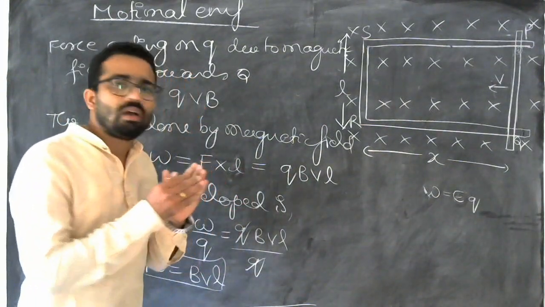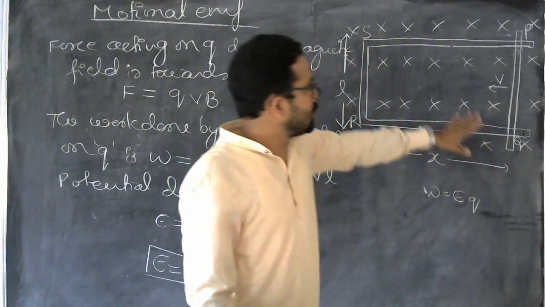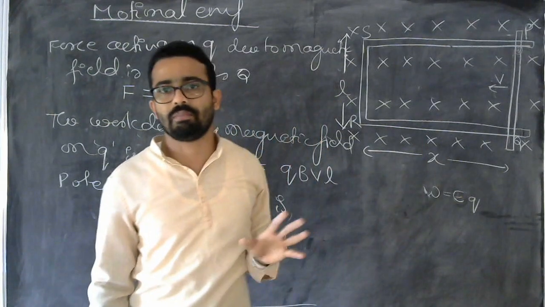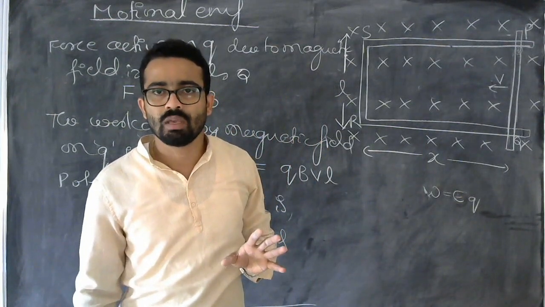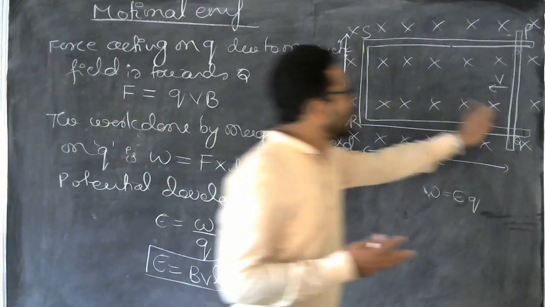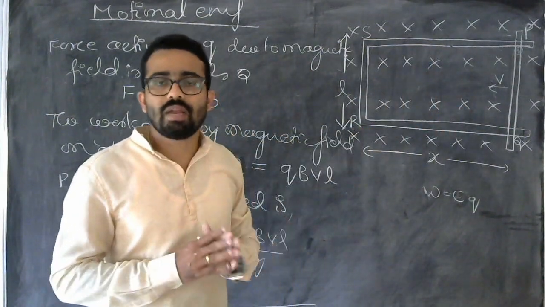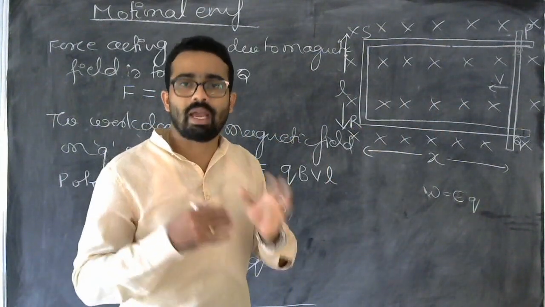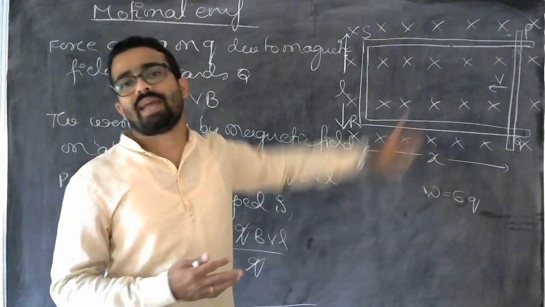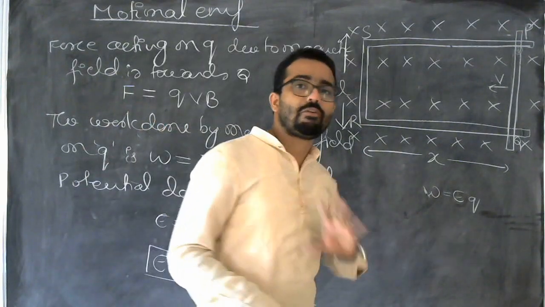Let us think in another way. For example, what if this rod is not moving and there is a changing magnetic field? What will happen? That is what we want to see. Suppose this rod is not moving in the presence of an external magnetic field, but there is a changing magnetic field. In that case, what will be the Lorentz force acting on that conductor? We know the formula for Lorentz force.